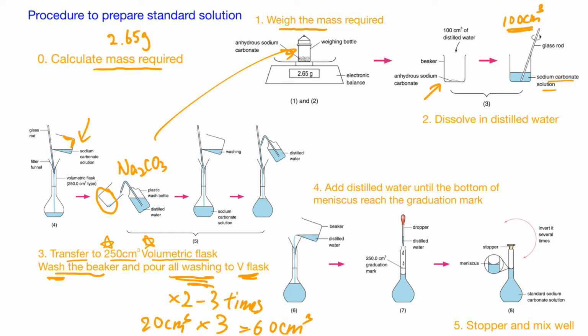So at the end, after you do all the washing, transfer all the washing into the volumetric flask and add distilled water. Okay, key points come here: until the bottom of the meniscus reaches the graduation mark.